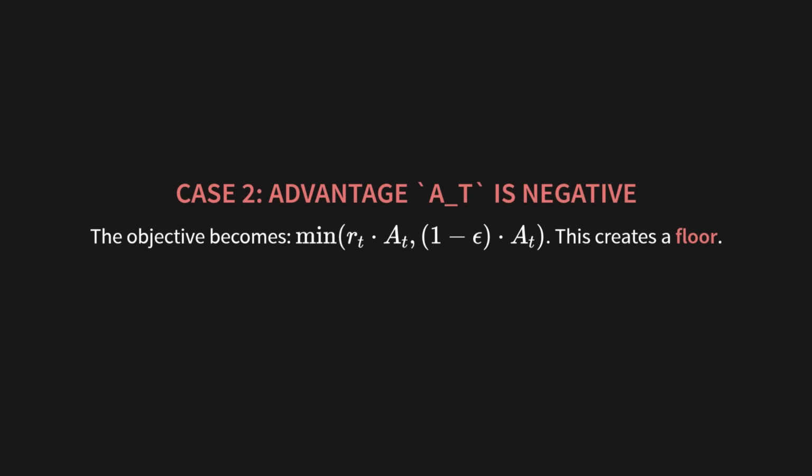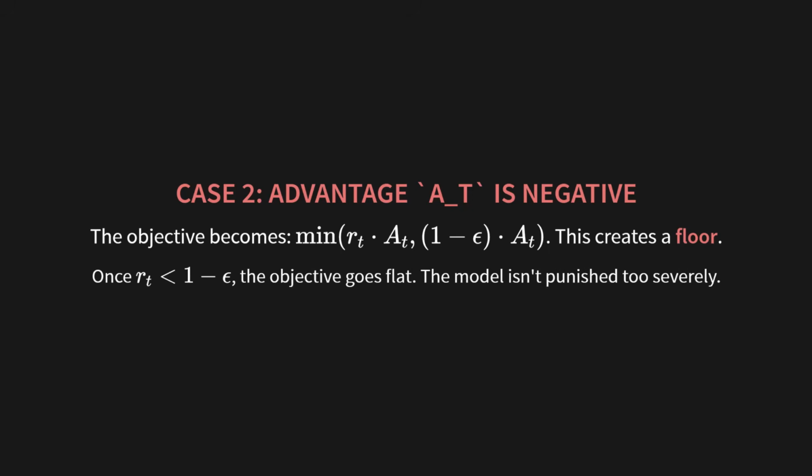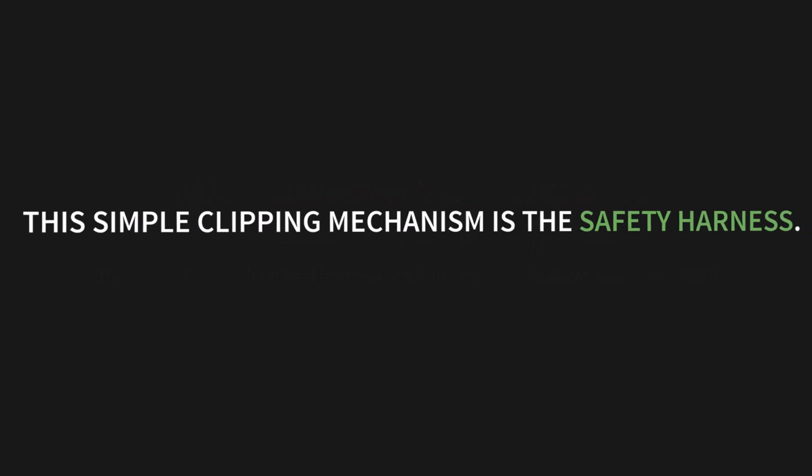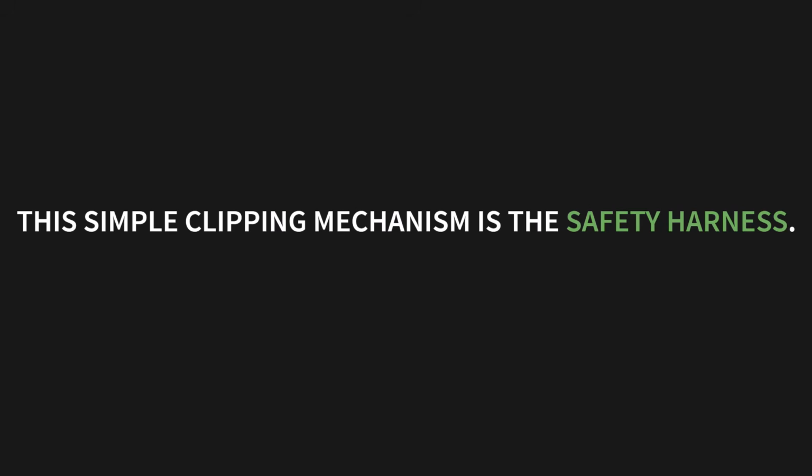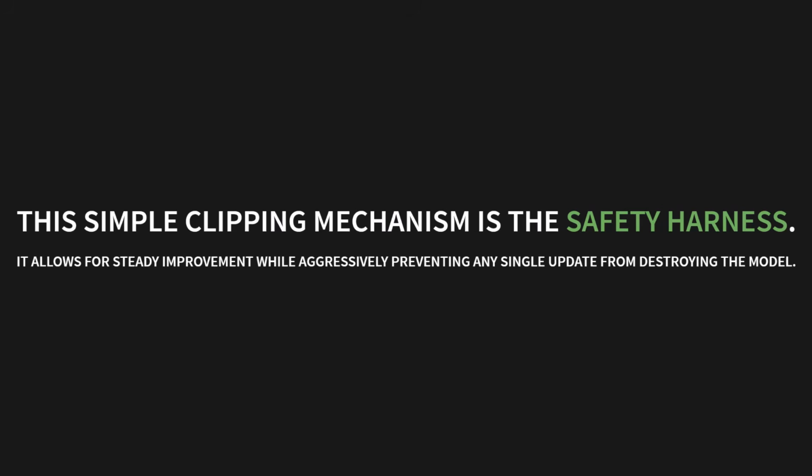Case 2. The advantage a sub t is negative, a bad action. Now the objective becomes the minimum of r sub t times a sub t, or 1 minus epsilon times a sub t. This creates a floor. Once the ratio drops below 1 minus epsilon, the objective goes flat again. The model isn't punished too severely. It prevents us from overreacting to a mistake. This simple clipping mechanism is the safety harness. It allows for steady, consistent improvement while aggressively preventing any single update from destroying the model.